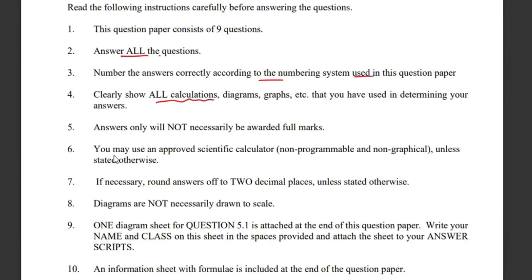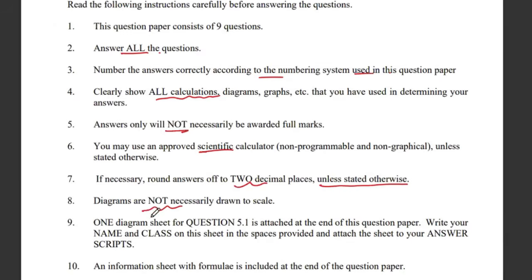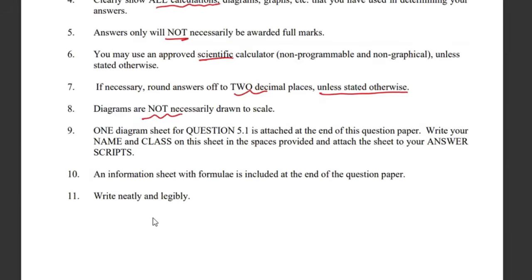You need to show all the calculations and the graphs used, as in the steps that you used in determining the answers. Answers only will not give you the full marks, and you need to use an approved scientific calculator. All answers must be rounded off to 2 decimals unless they tell us to do otherwise. Diagrams are not accurate. And then we have 1 diagram page. All information pages with the formulae are included.